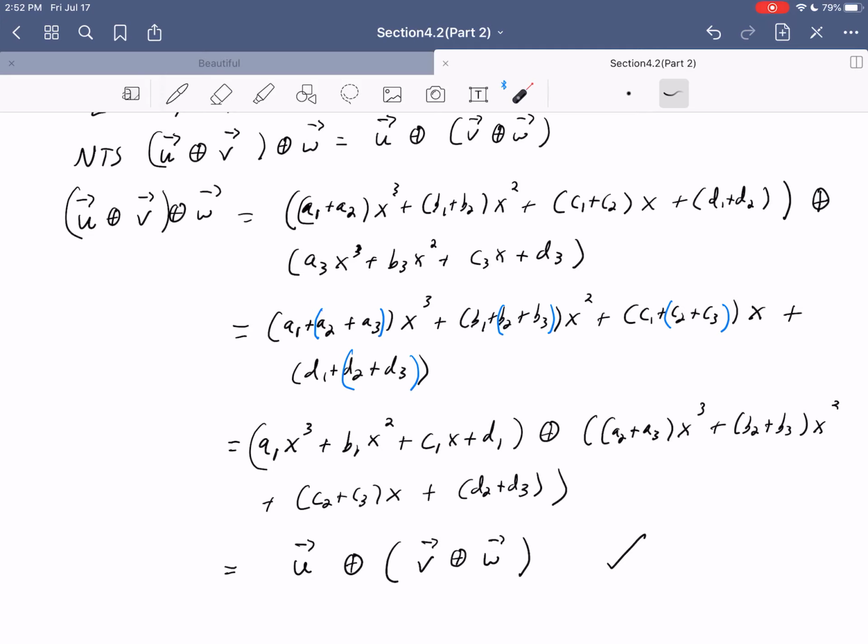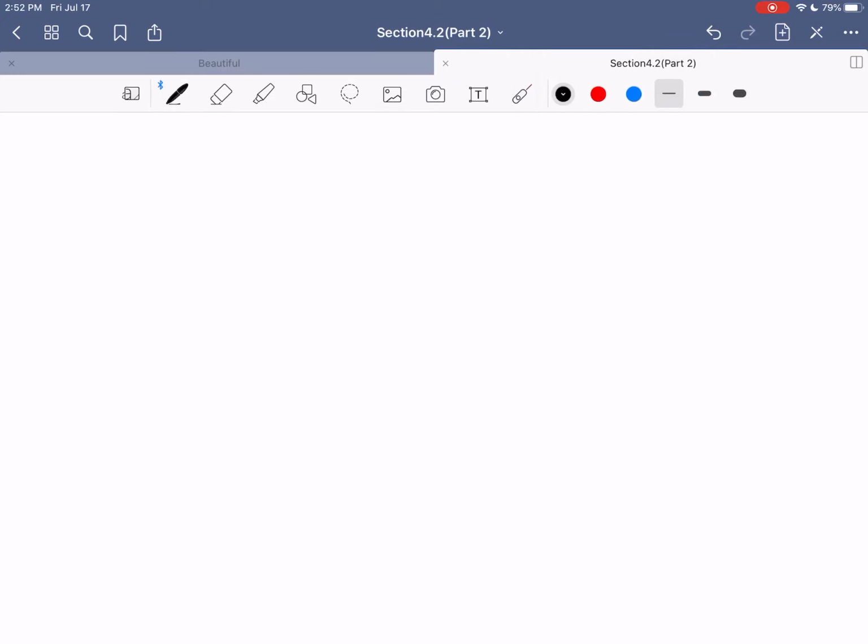All right, let's give ourselves another page. And we've got property 5 now. Property 5 is the 0 vector. So we need to come up with a 0 vector.